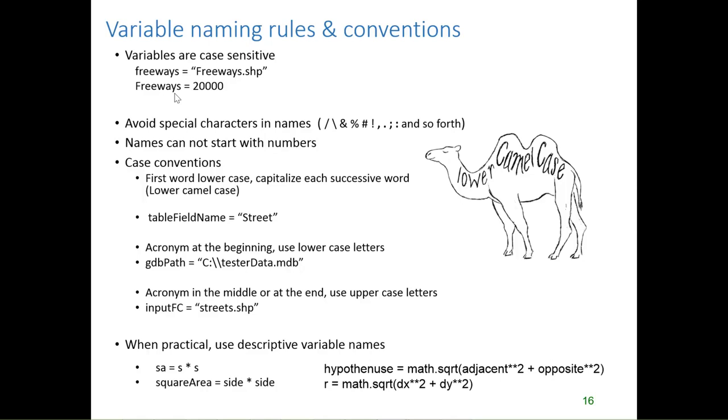So you want to avoid using special characters like slashes, ampersands, percents, and so forth in variable names. And variable names cannot start with numbers. They can include numbers in them, but they can't start with them.